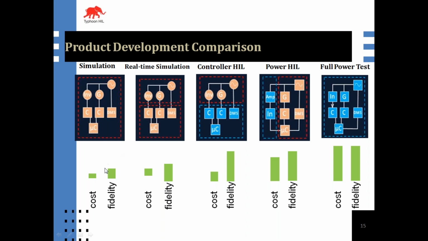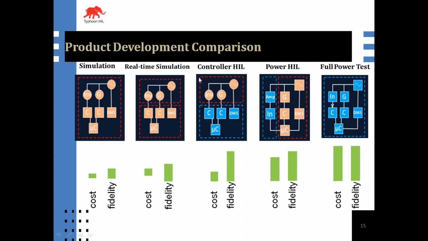Now when we talk about the cost, you can see that here the cost was very minimized and fidelity was low, because here we get the chance to make more flexible changes. But in this one you can see the cost has increased a bit because we have used another processor for the controller, that is, we have used the real-time simulator. So obviously your fidelity will be increased.